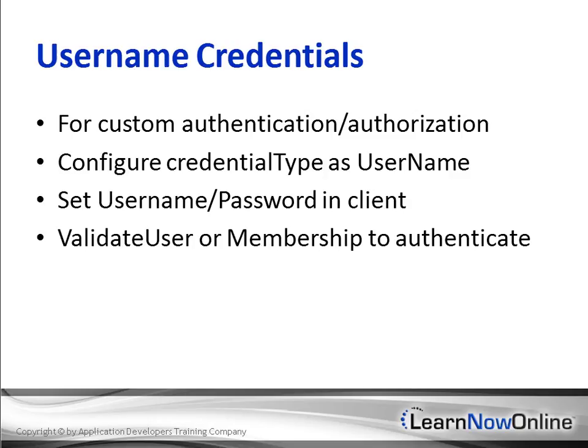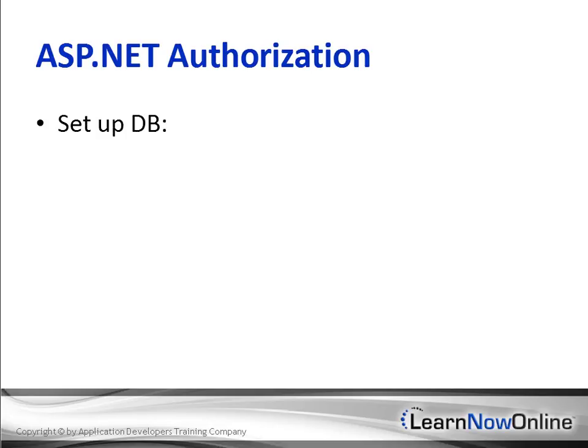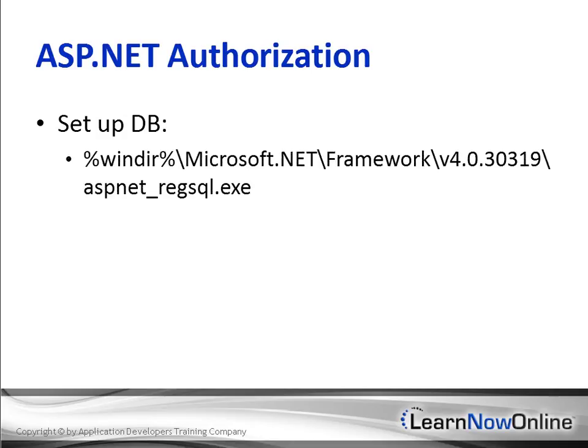To authorize, you would have a membership system set up, and we're going to use the ASP.NET membership. Even though it's called ASP.NET, it's really ideal for any type of generic service. Then to authorize, I'm going to use a principal permission attribute on a service operation. Now this ASP.NET authorization still needs to be set up. So here's how you do it. I'm going to set up the database by using this utility called ASP.NET_RegSQL.